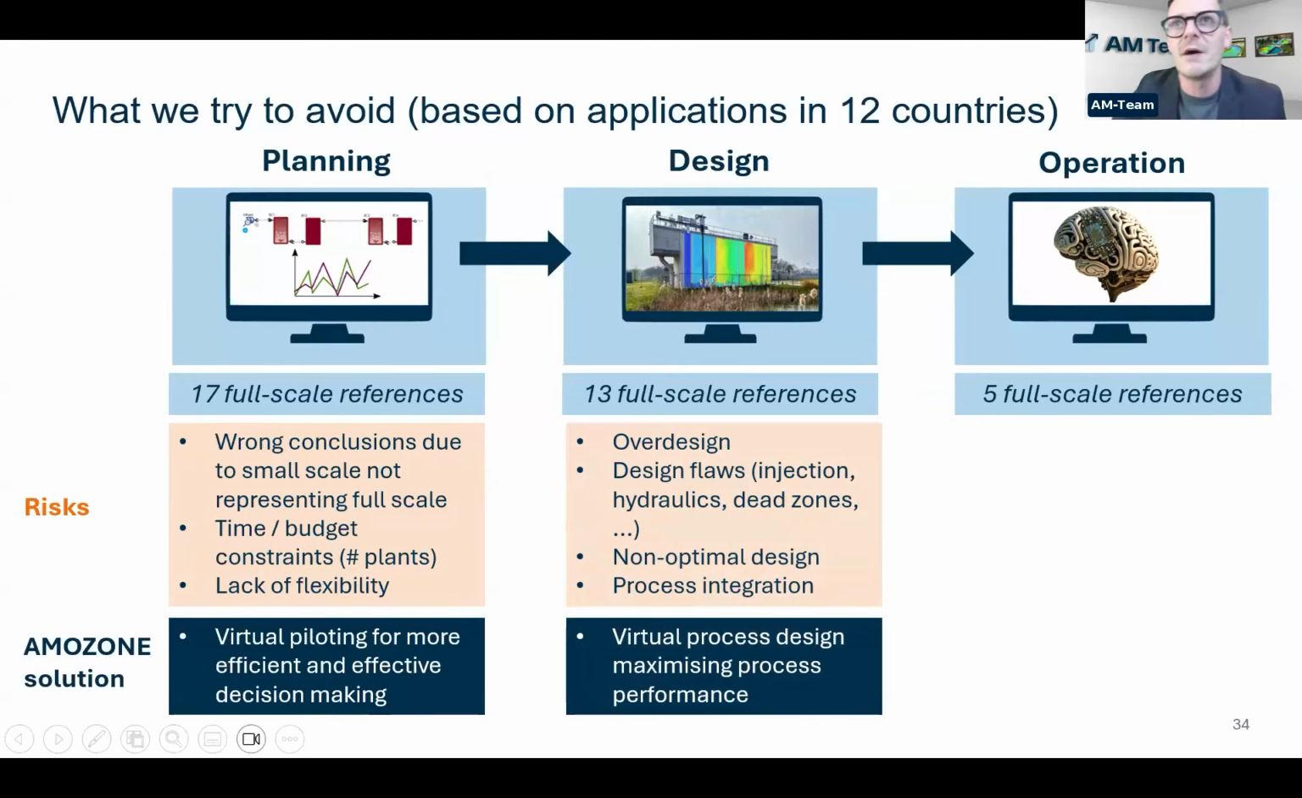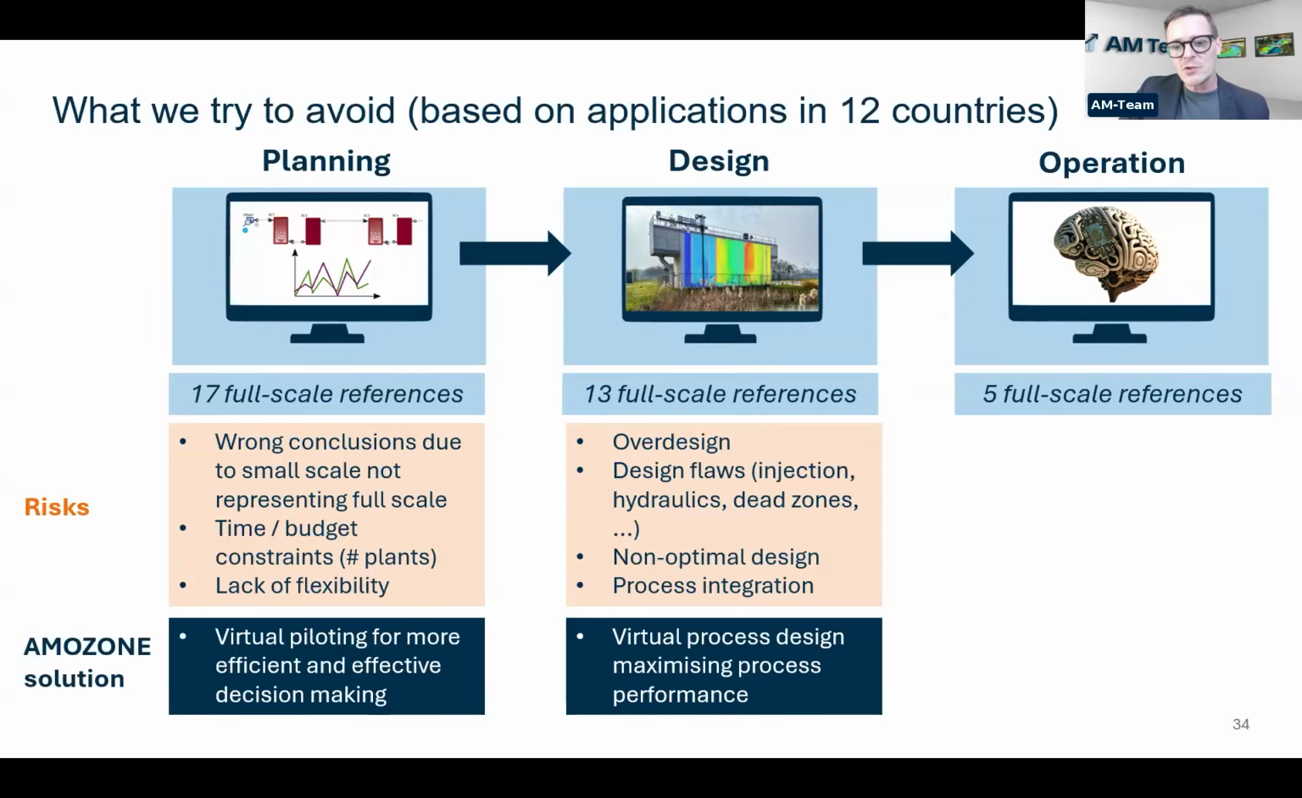In the design stage, Roberta has shown that you can do a lot of proactive maximization of the performance. You avoid over design, you avoid design flaws. We have seen quite a bit of plants with poor injection, poor efficiency, dead zones that could have actually been avoided, and that led to excessive bromate formation in proportion to the ozone dose. These things can really be avoided if these tools are being used.